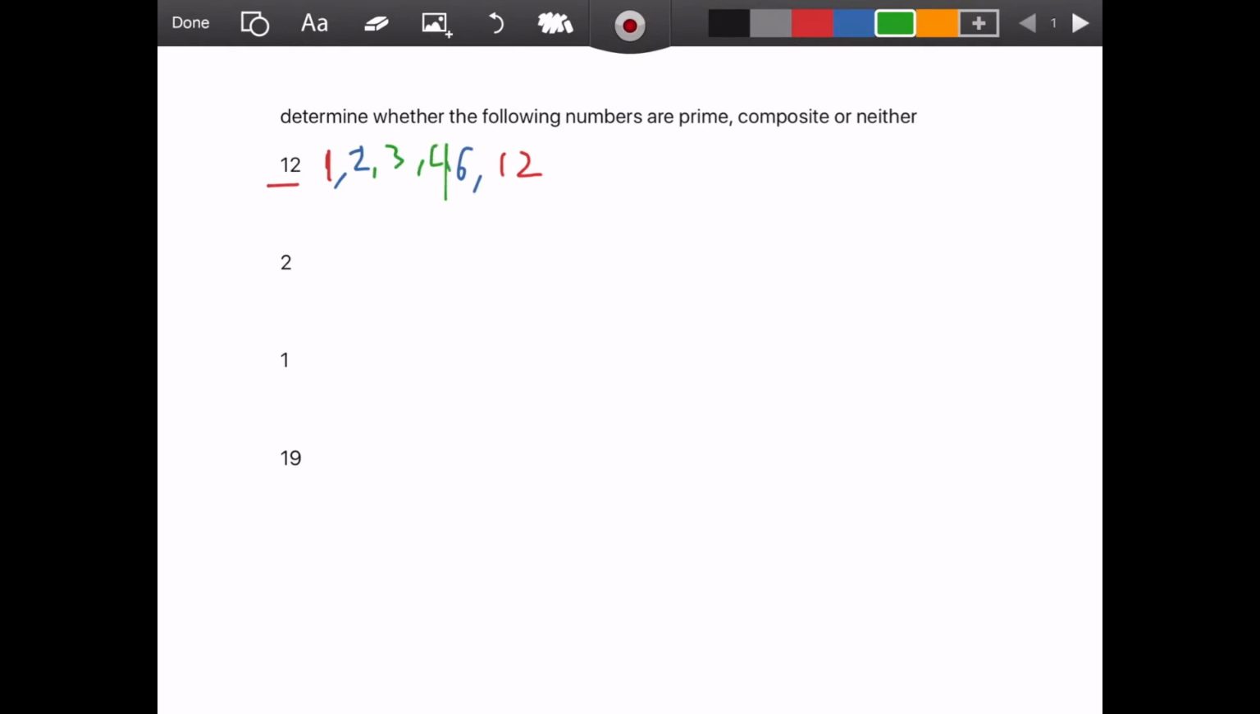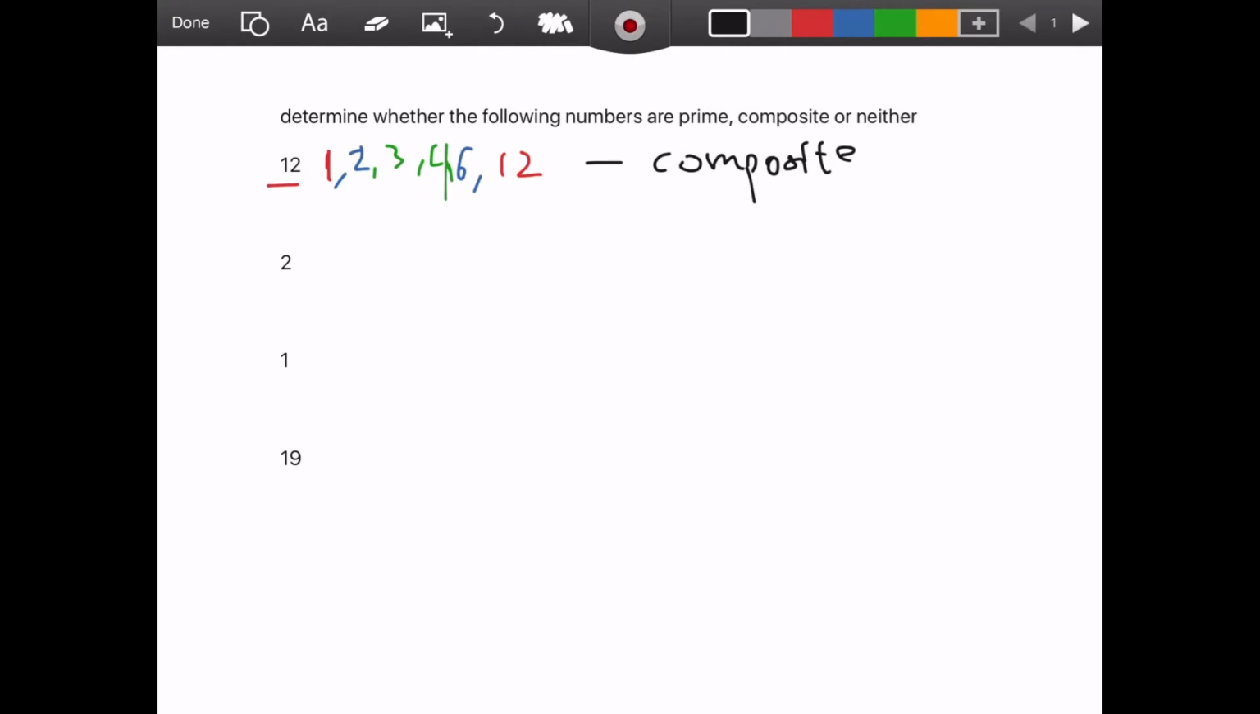So you can see over here that the number 12 is divisible by 6 other natural numbers, right? So obviously it is not a prime number, it is a composite number, correct?